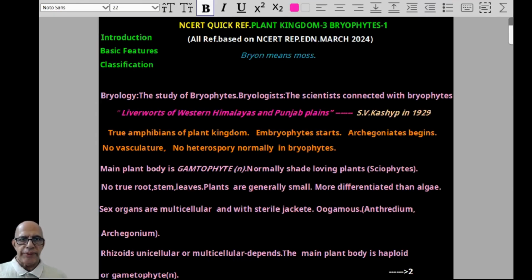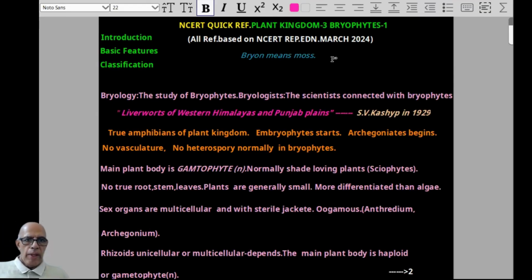So NCERT quick reference. Today we'll be discussing Plant Kingdom, third part, Bryophyte, first one. All references based on NCERT, reprint edition, March 2024. And 3 main headings, that is, starting with the introduction, basic features, classification.